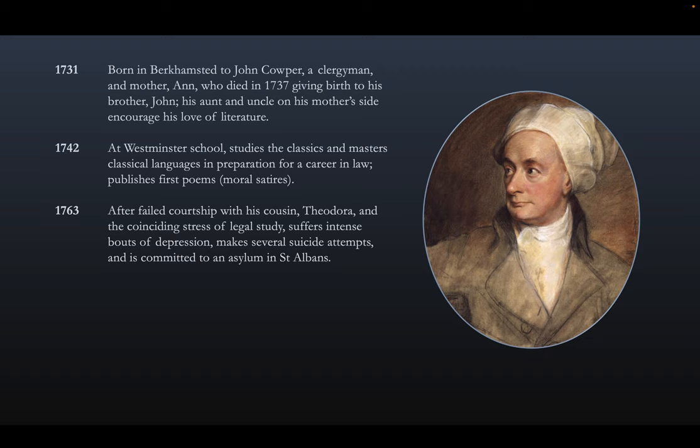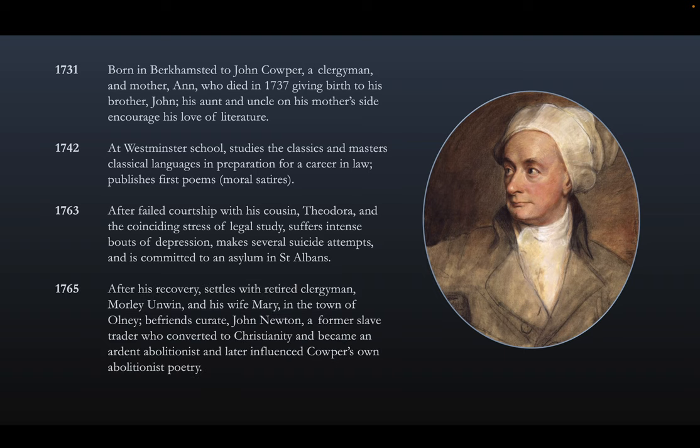He tries to drown himself. He tries to hang himself. He tries all kinds of different ways to do it, all unsuccessful. And eventually he is committed to an asylum in St. Albans. When he is released from that asylum, he's recovered. And he settles with a retired clergyman named Morley Unwin and his wife Mary. Morley dies in a horse riding accident shortly after he moves in with them, so that's not a good sign. And they live in the town of Olney.